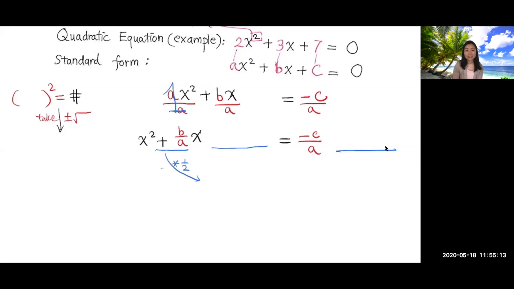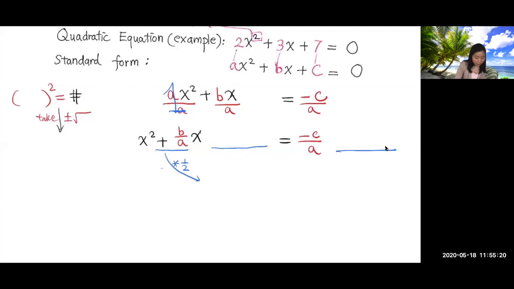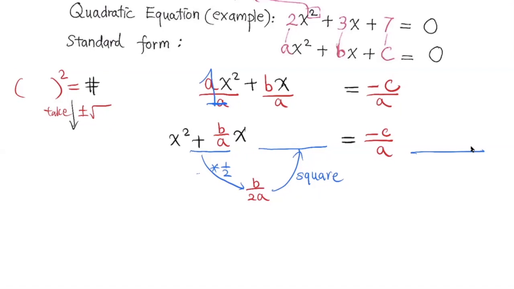What's b over a times 1/2? Everyone? b over 2a. Very good. So that will be b over 2a. After that, we're going to square. We square the b on top, and square the 2a at the bottom in the denominator. So what's the square of this? Okay, you got it. b squared over 4a squared.